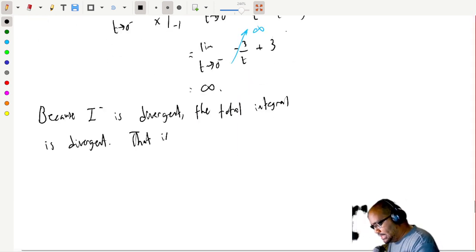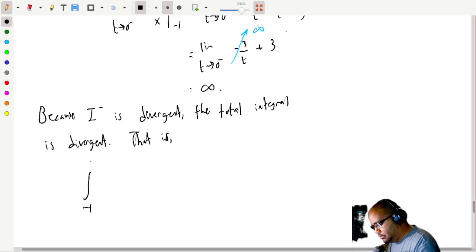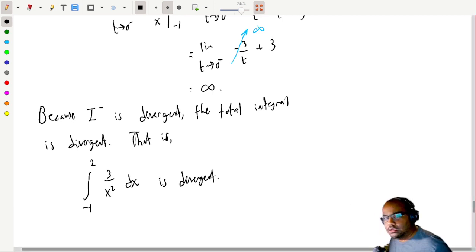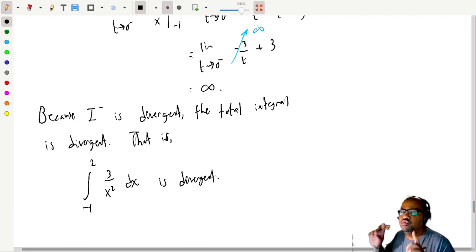So let's write that explicitly. This integral that we wanted to find here is divergent. Because one of them failed, the entire thing fails. Think about it like something in series. If one component fails, then all the other components will fail.